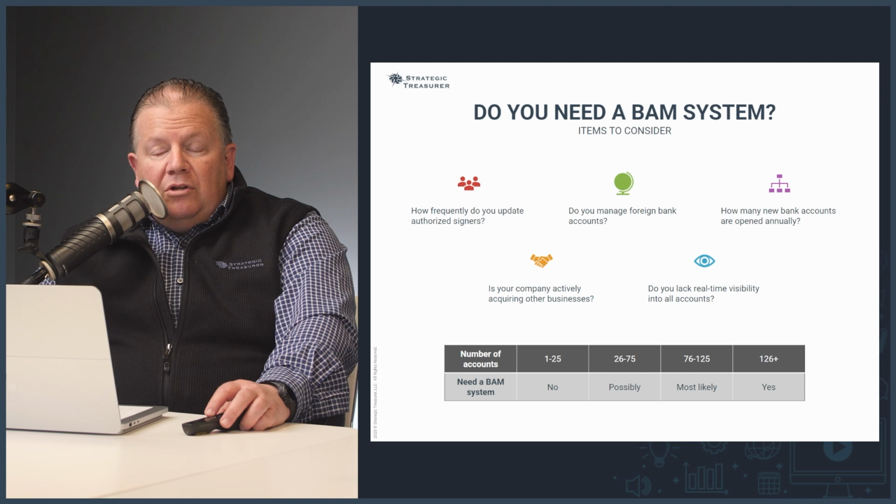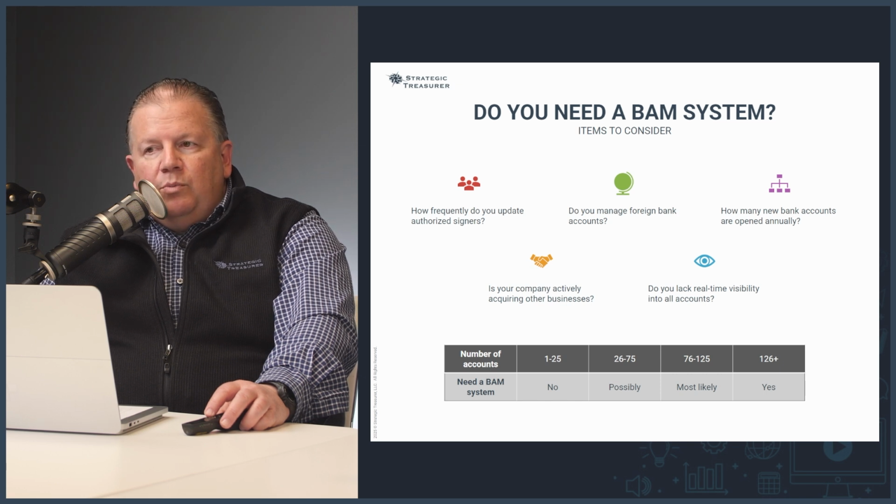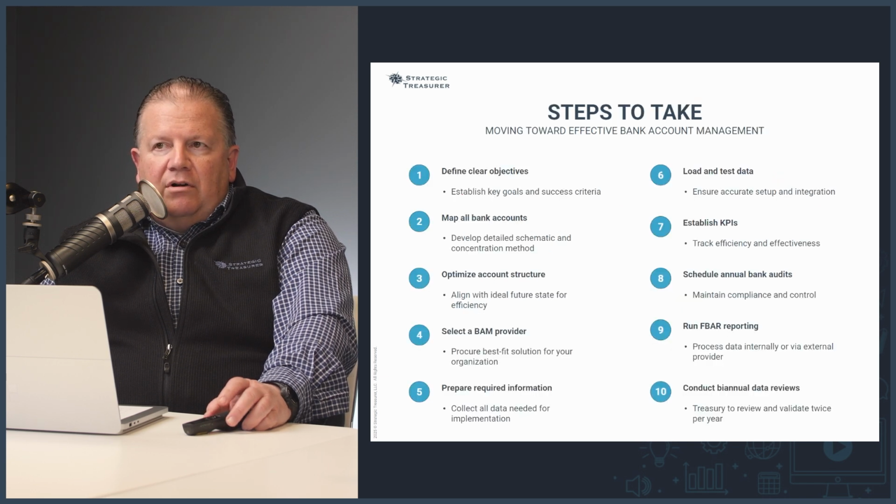Do you need a BAM system? You need a method of managing it, but do you need a dedicated system? You have one account, one bank? Absolutely not. But you quickly scale to the point where you need it. And maybe you have 75 accounts, 50 accounts. You could need it depending on how active those things are.